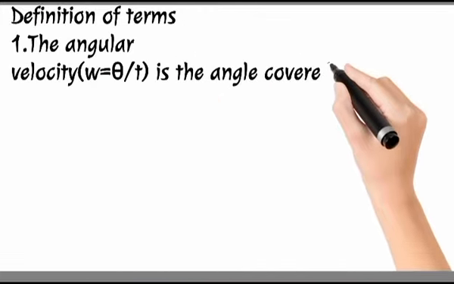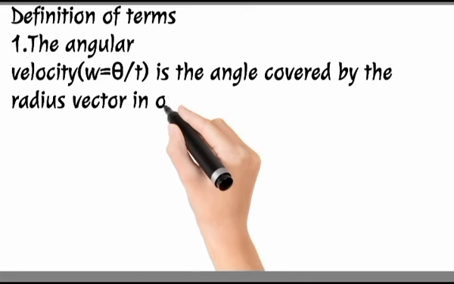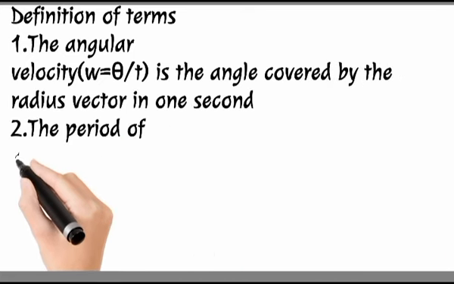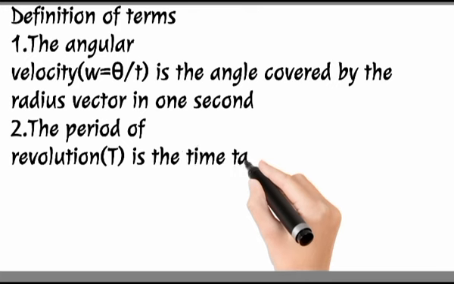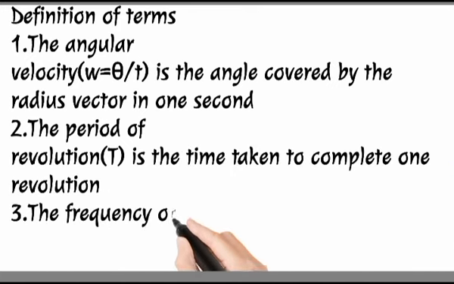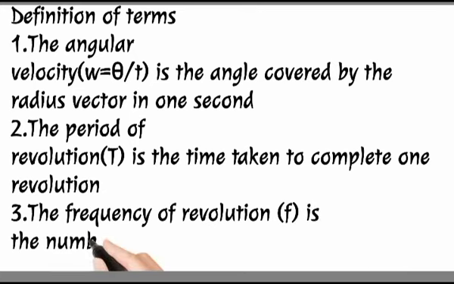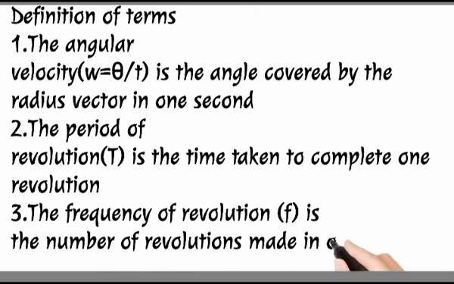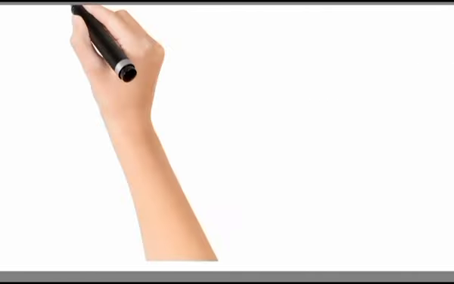Let us define some terms which we'll use throughout this lesson. The angular velocity, omega, is the angle covered by the radius vector in 1 second. The period of revolution, T, is the time taken to complete one revolution. The frequency of revolution, f, is the number of revolutions made in 1 second.